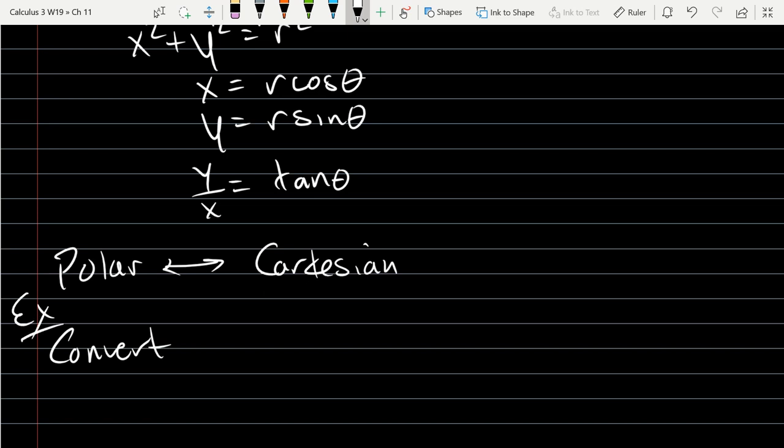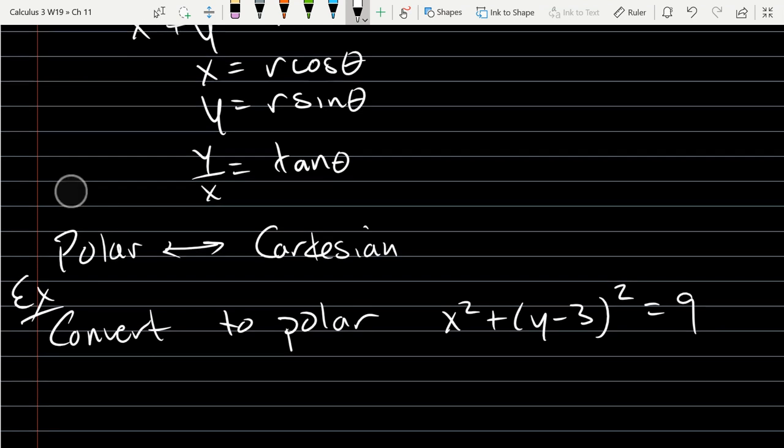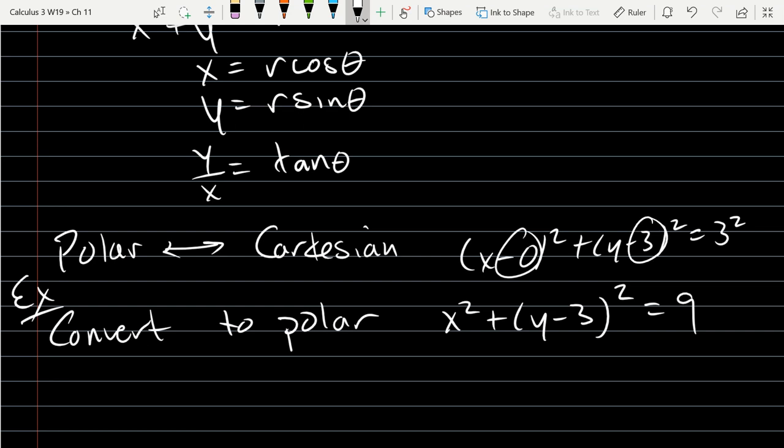Our first example, convert to polar. X squared plus y minus 3 squared equals 9. So do you remember what equation this is before we even convert it? It's a circle. What we could do is write it as x minus 0 squared plus y minus 3 squared equals 3 squared. So our center is the shift x has. The center x coordinate is the shift that x has, which is 0. The center y coordinate is the vertical shift, the shift that y has.